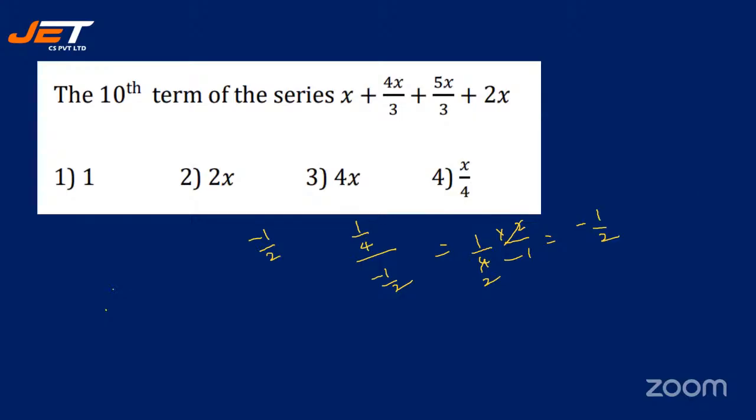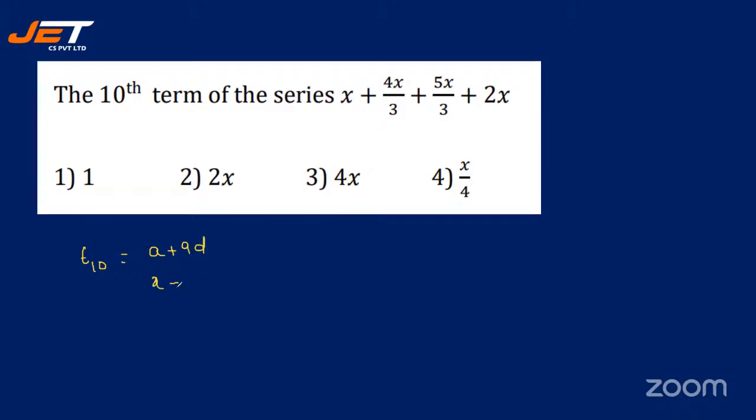All right. We'll go for the last question in this session. The 10th term of the series is dash. What is the 10th term? We have T10 is equal to a plus n minus 1 into d. So a plus 9 into d, d is T2 minus T1. So 4x minus 2x is 2x, by 2, which is x. So 9x plus x is 10x.